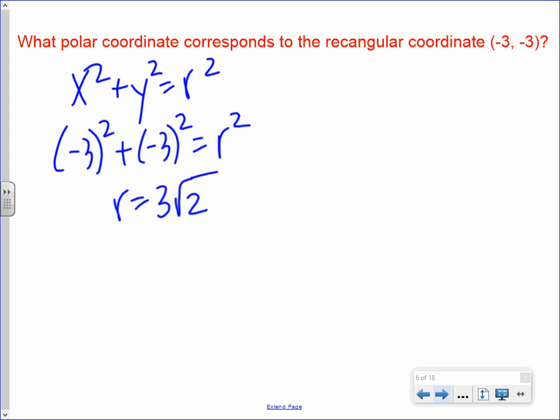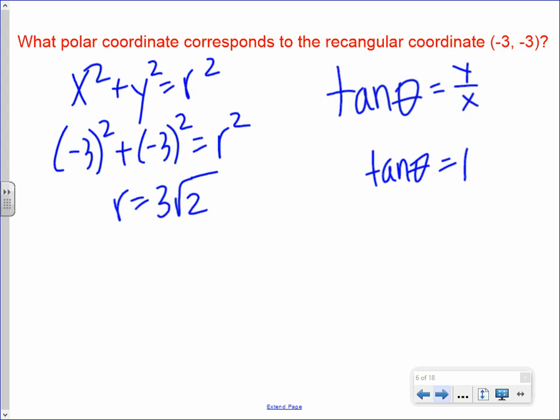All right, theta. How do we find theta? Tangent of theta equals y over x, so the tangent of theta equals 1. Be careful. Are we going to choose pi over 4 as our angle? Why not? Because pi over 4 is in the first quadrant, and this coordinate is in the third quadrant. So we want 5 pi over 4 as our angle, so that the coordinate is in the correct quadrant.